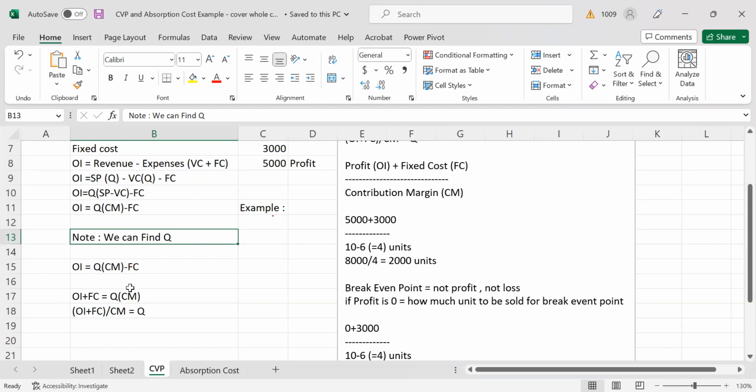FC is a minus, so it will go to the other side and become a plus. So OI plus FC is equal to Q CM, meaning contribution margin. Q is multiplied here, so it will be divided on the other side of the equal sign. So the formula, in case we want to know the quantity sold, is OI plus FC divided by contribution margin. This is the formula that we have prepared today.